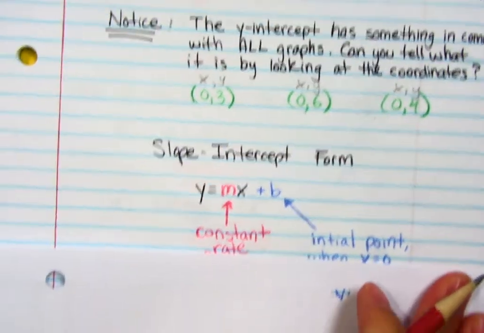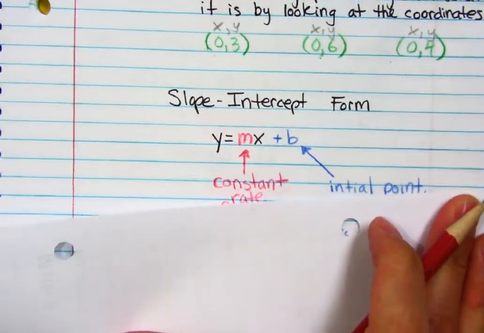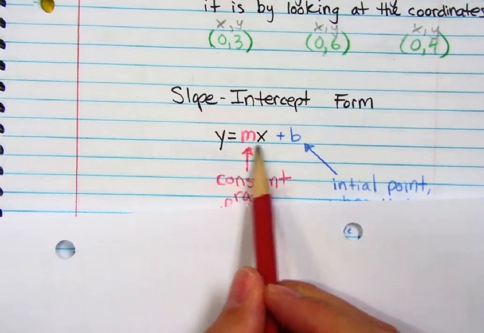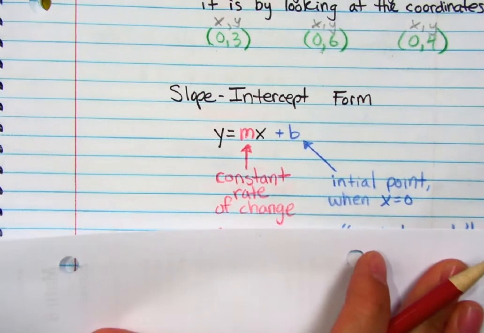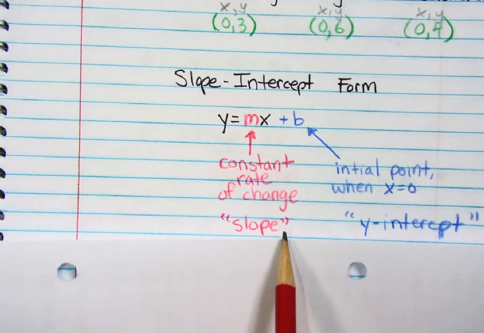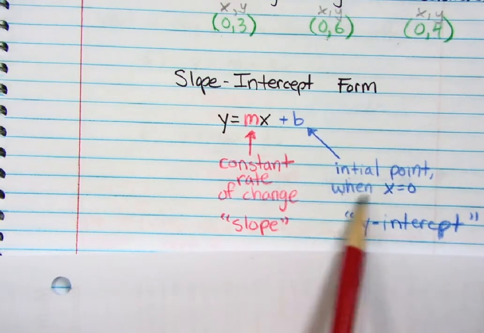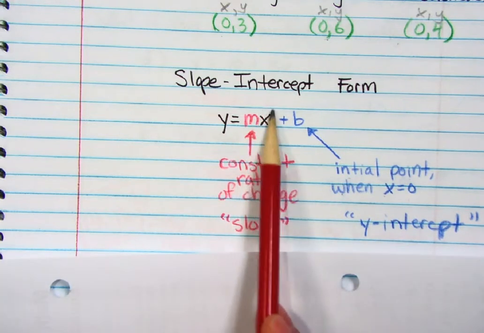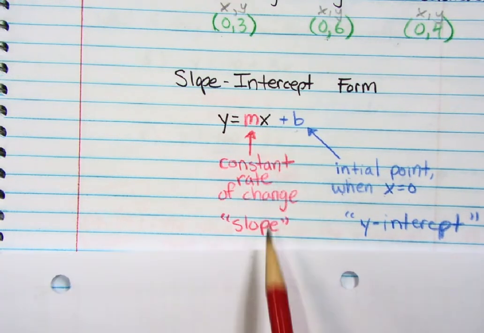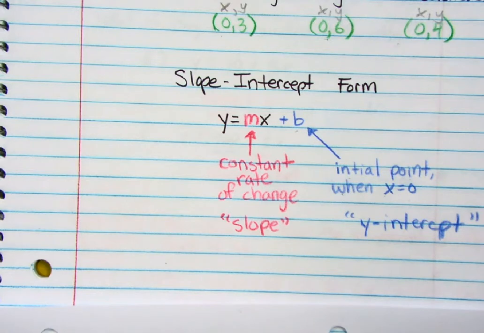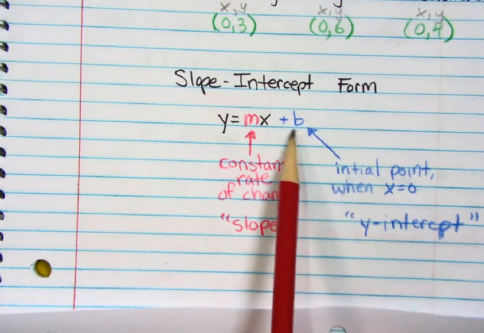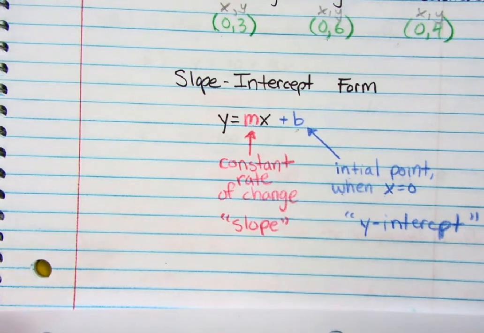So we come to slope-intercept form. Slope-intercept form looks like this: y = mx + b. You've seen it a couple times now. m is your constant rate of change, called your slope, and the b is the initial point when x is 0. When I have nothing else, no change here, what is this number over here? That's called the y-intercept, where it all begins, and this is where it moves to.